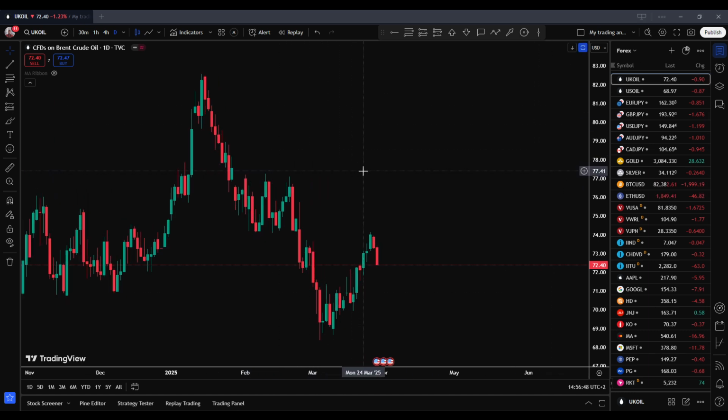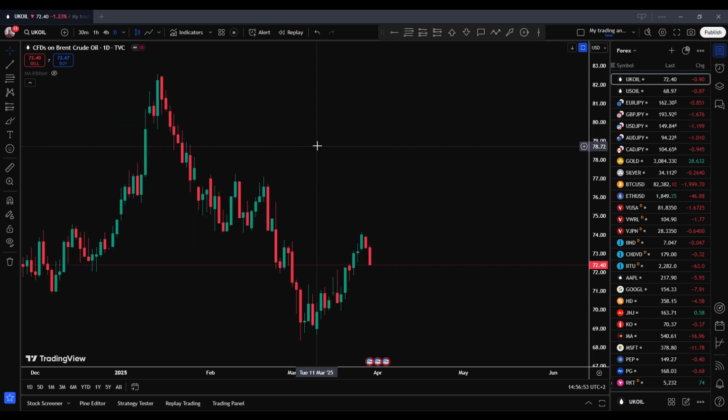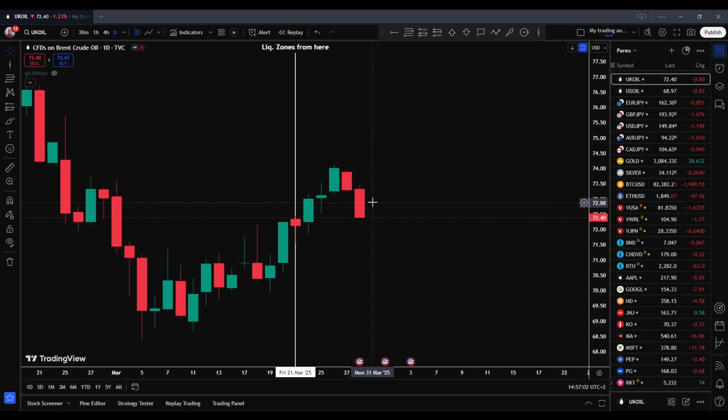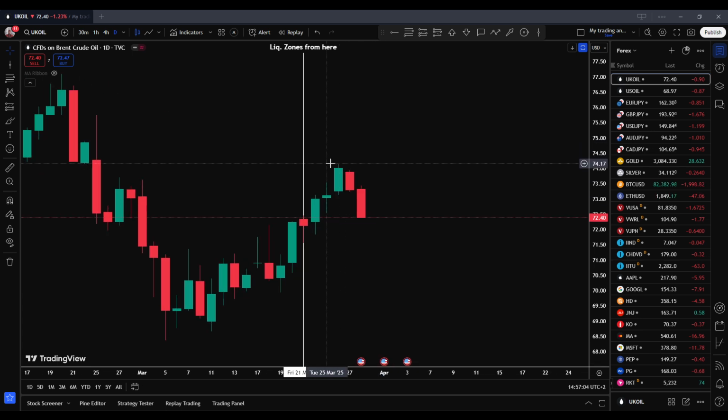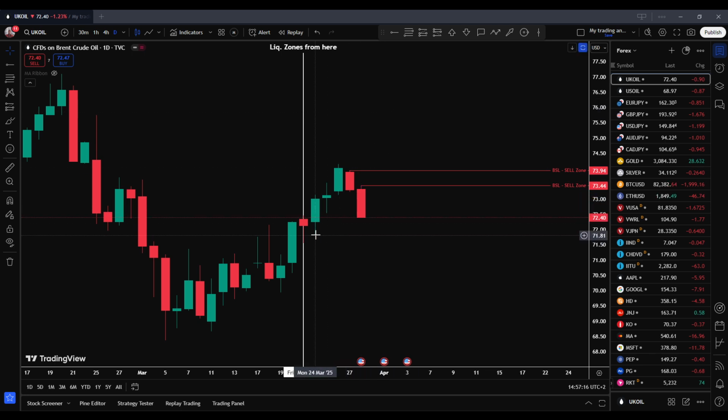UK oil daily time frame, which liquidity zones I will use from this and last week here. Okay, so what we have? We have two buy-side liquidity zones from Thursday and from Friday, and one sell-side liquidity zone from Monday.